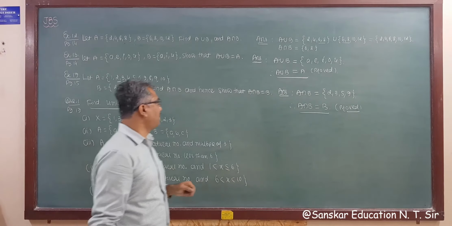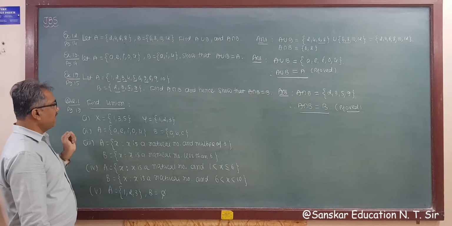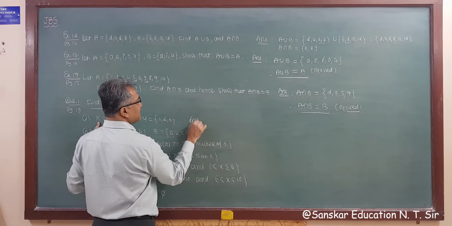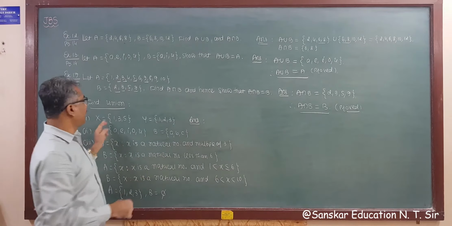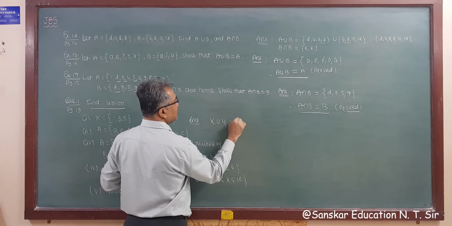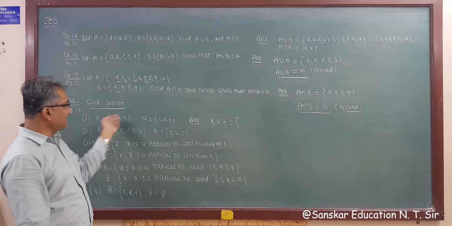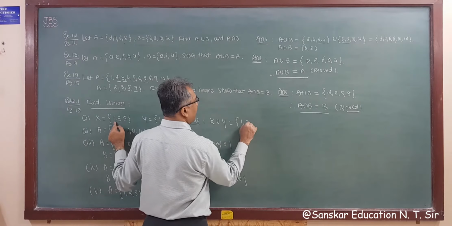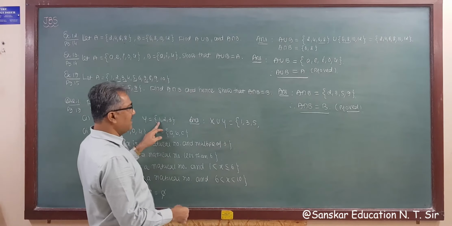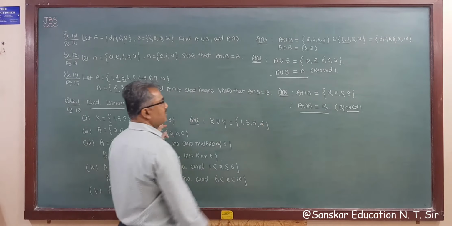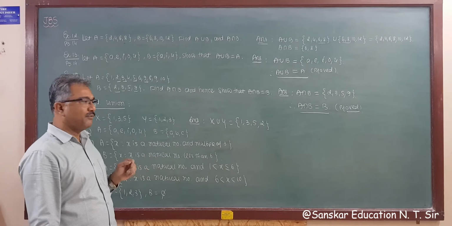Now find the union of these two. It's very easy. So X union Y is equal to all elements of both sets: 1, 3, 5. Now 1 is already there, 2 is remaining, and 3 is also there. So this is your X union Y.